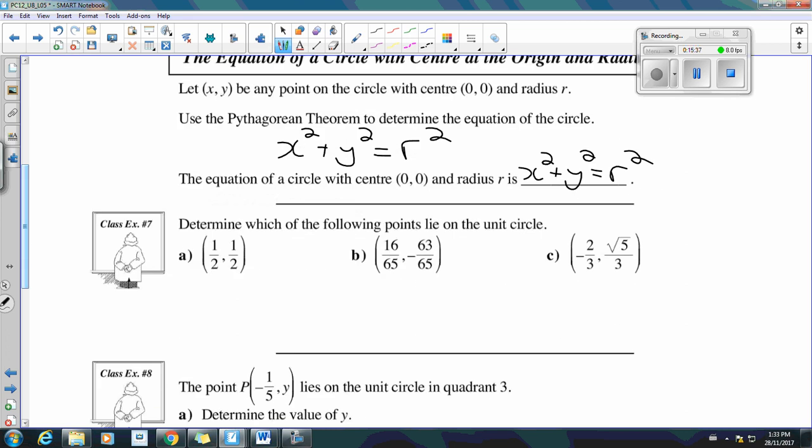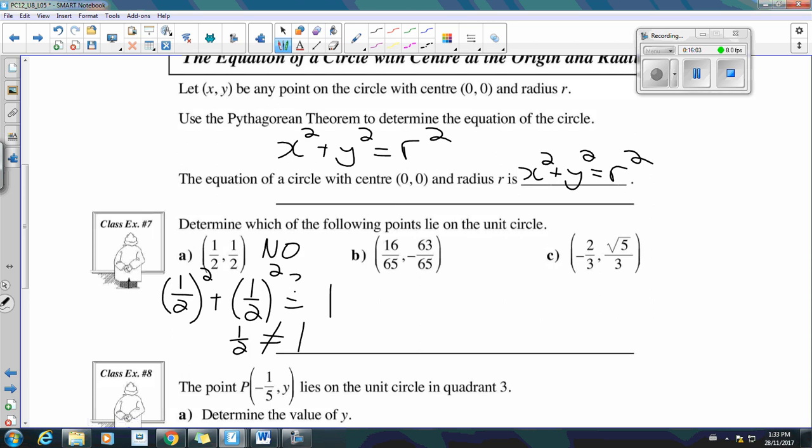Determine which of the following points lie on the unit circle. If we have a question like this, all we need to check is if the x-coordinate squared plus the y-coordinate squared equals 1. In this case, you have 1 plus 1/4. This equals 5/4, which does not equal 1. So this one does not.